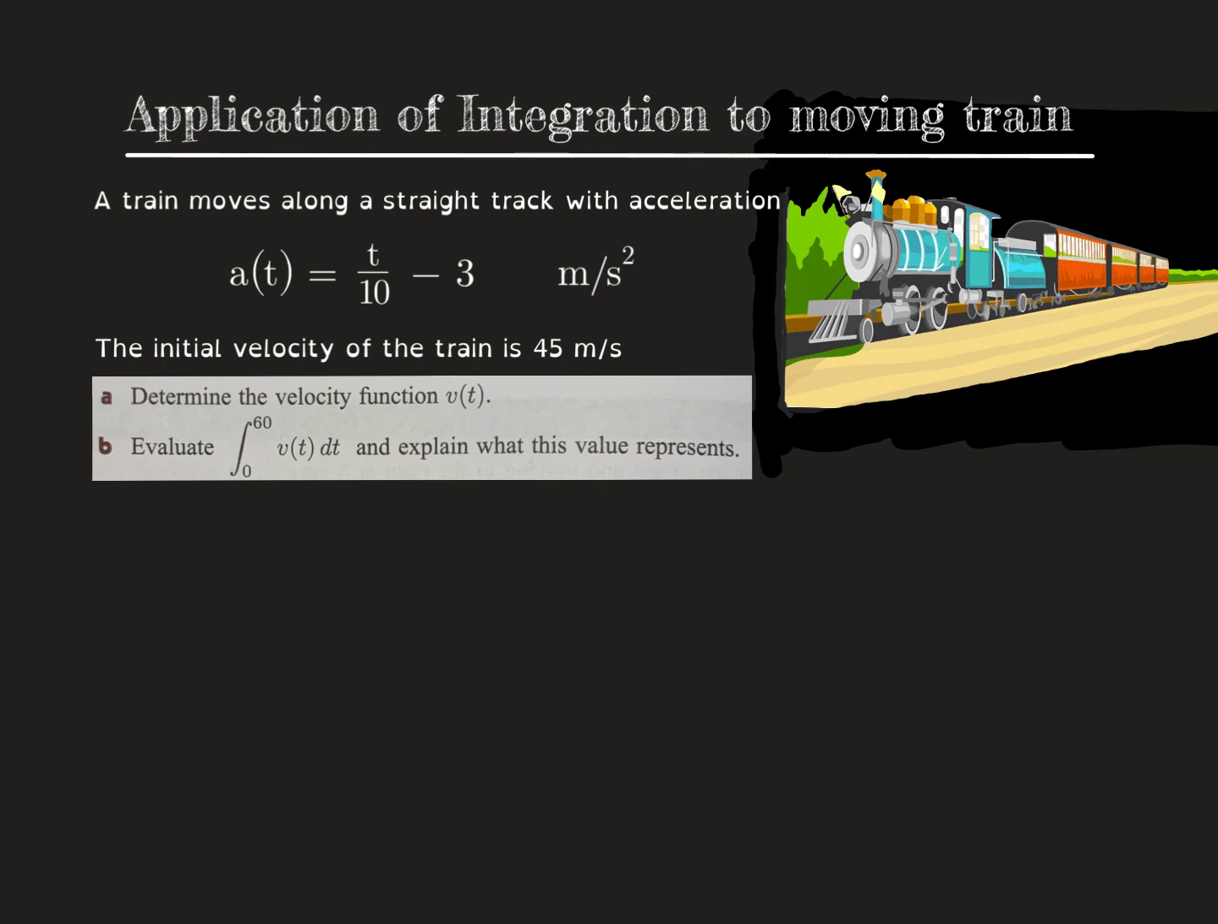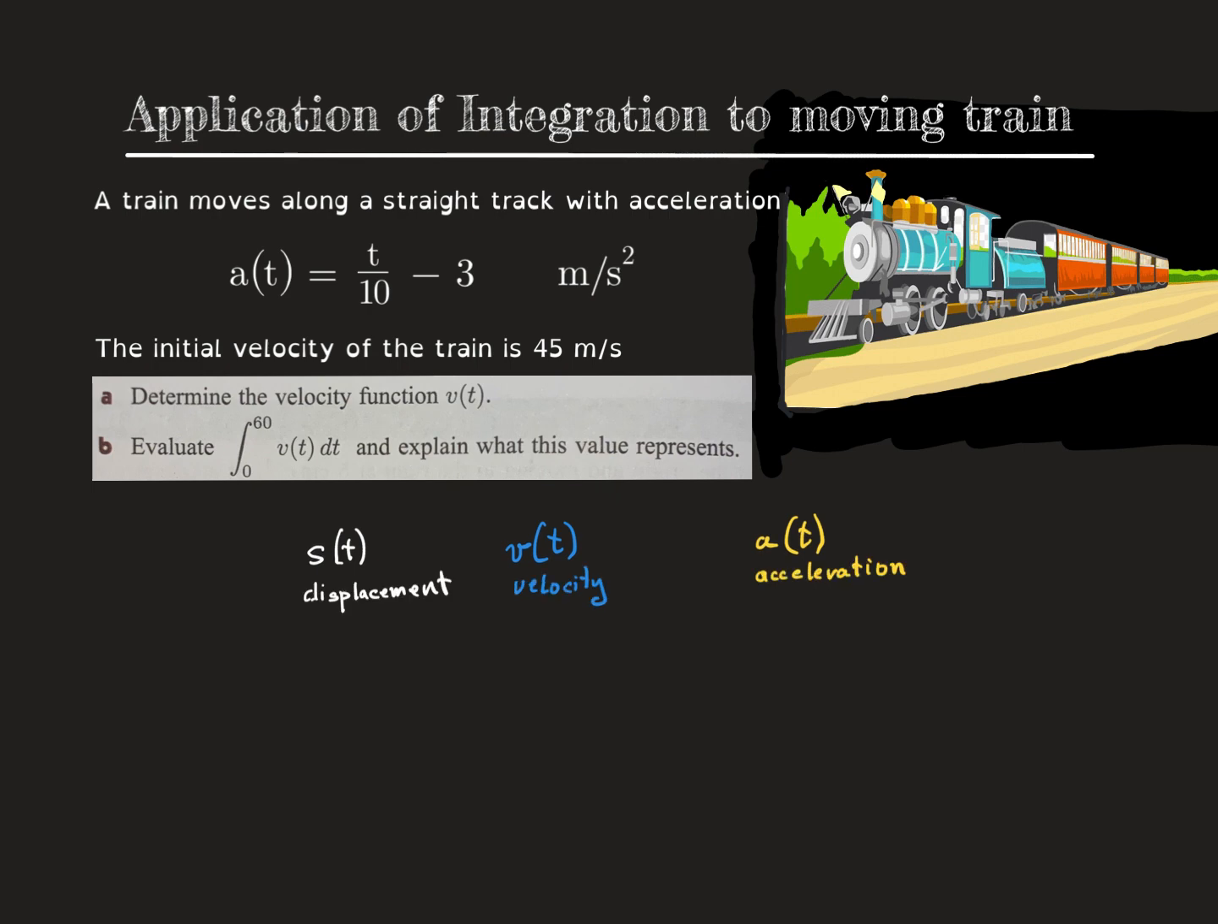To determine the velocity function, it would be relevant now to show the relationship between displacement, velocity, and acceleration. So let's start with the displacement function and then go to the velocity function. And thirdly, let's have a look at the acceleration function. And these three functions are related.